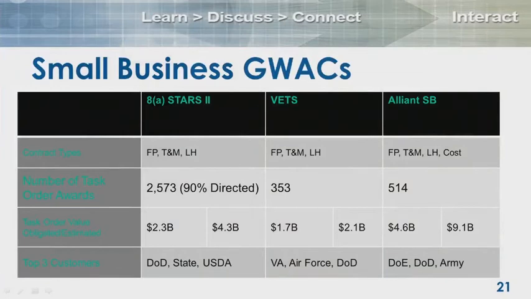Next slide, we talked about contract types. We've got the different contract types across the top of the board. The one thing I would like to point out is that Alliant Small Business allows for cost reimbursement type contracting. You guys doing a lot of cost type contracting here? Yes, no, maybe. Well, if you do have the need for cost reimbursement type contracting, it can be done on the Alliant Small Business GWAC.